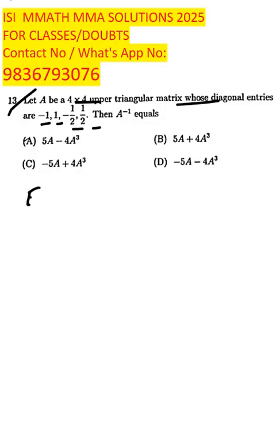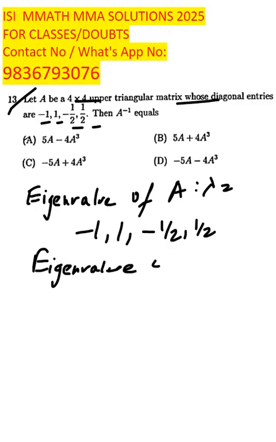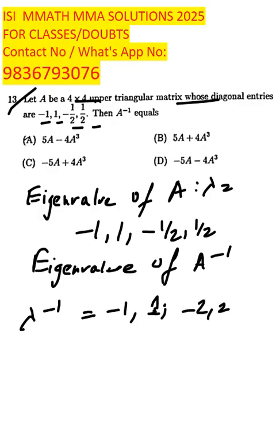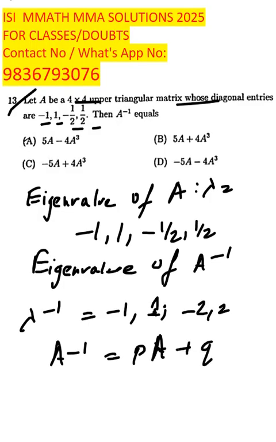So the eigenvalues of A are -1, 1, minus half, half, and what are the eigenvalues of A inverse? That is -1, 1, -2, 2. Suppose A inverse is equal to pA plus qA cube. We will plug the eigenvalues of A into this assumed form and match the eigenvalues of A inverse.